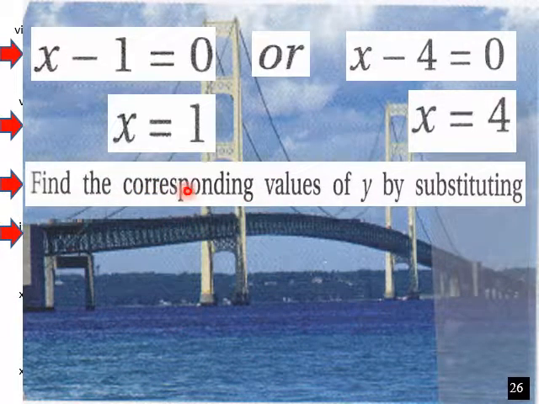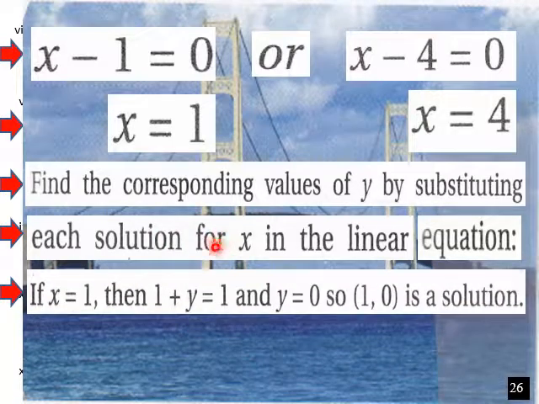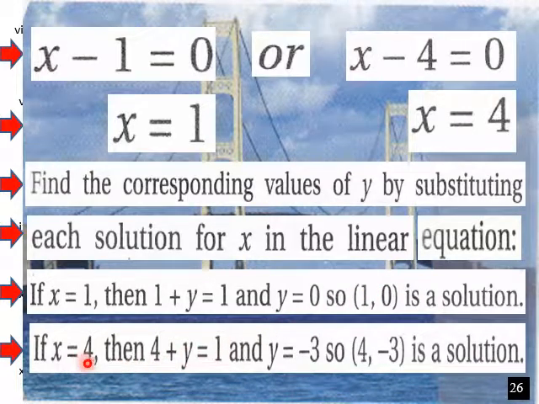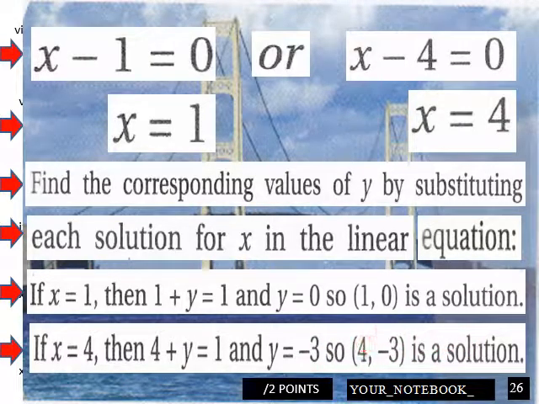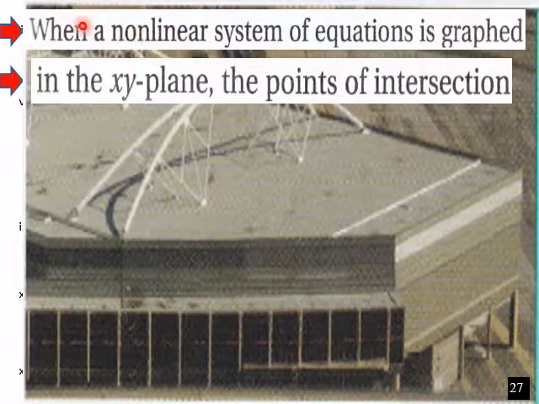So find the corresponding values of y by substituting each solution for x in the linear equation. If x equals 1, then 1 plus y equals 1. y would equal 0. So (1, 0) is the solution. If x equals 4, then 4 plus y equals 1. y would equal negative 3. So (4, negative 3) would be another solution. That would be the way that you would solve a system of a linear and a quadratic.